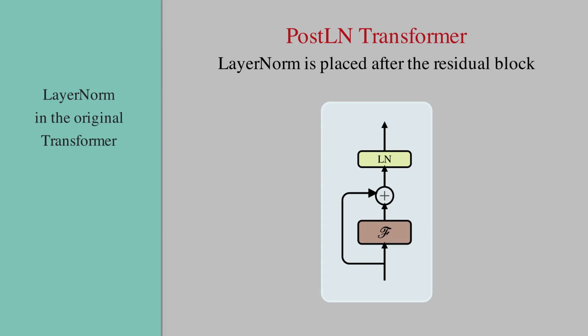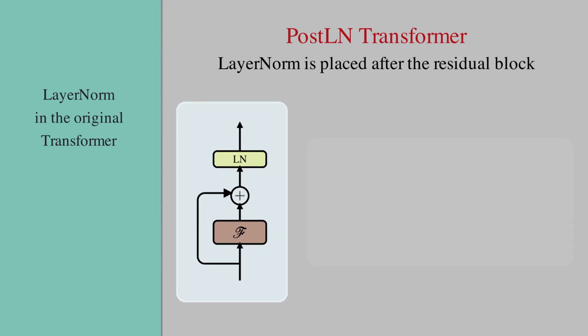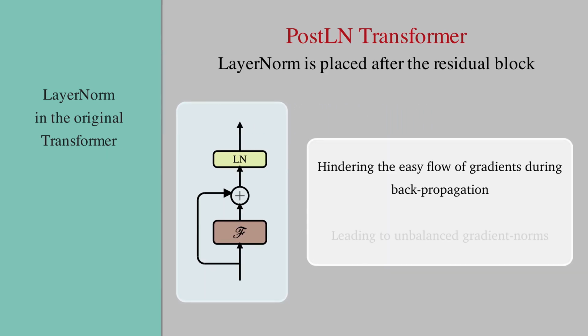As you can see in this simplified architecture, the layer norm is after the residual block, where the input and the output of function f are summed together. This particular placement is called PostLN Transformer. Placing layer norm outside the residual block hinders the easy flow of gradients during backpropagation through the network. So now let's see some alternatives to the PostLN architecture to resolve such issues.